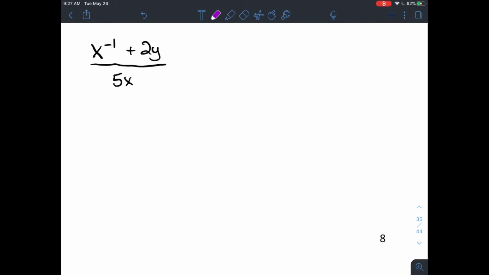Let's look at this one. So on top, you have 2 terms being added, not a single term where everything's multiplied. That x to the negative first is part of the group that's being added to 2y. So when I rewrite this, I'm going to have in my numerator of my fraction 1 over x plus 2y. And then the denominator is still 5x. You can't go ripping apart that quantity that's being added on top.